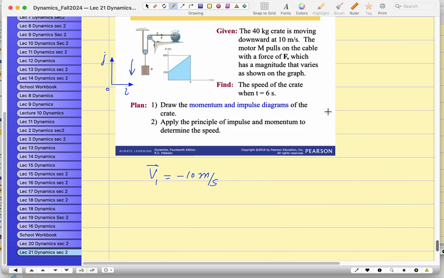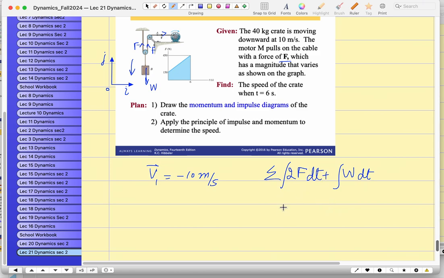This is the initial velocity. The motor pulls the cable with a force F, and this F is constant. Two ropes go around the pulley, so there are two forces acting upwards, F on the left-hand side and F on the right-hand side. The downward force is the weight. So the impulse of these forces is 2F times dt plus W times dt.